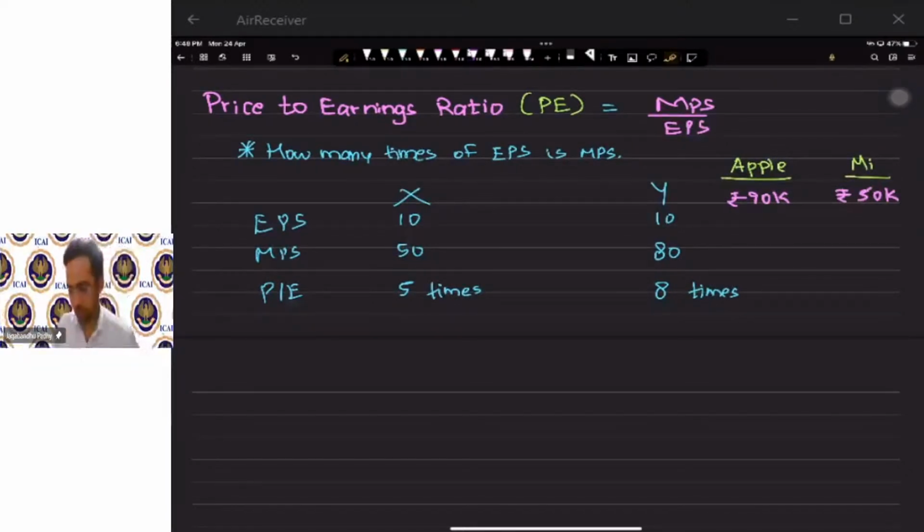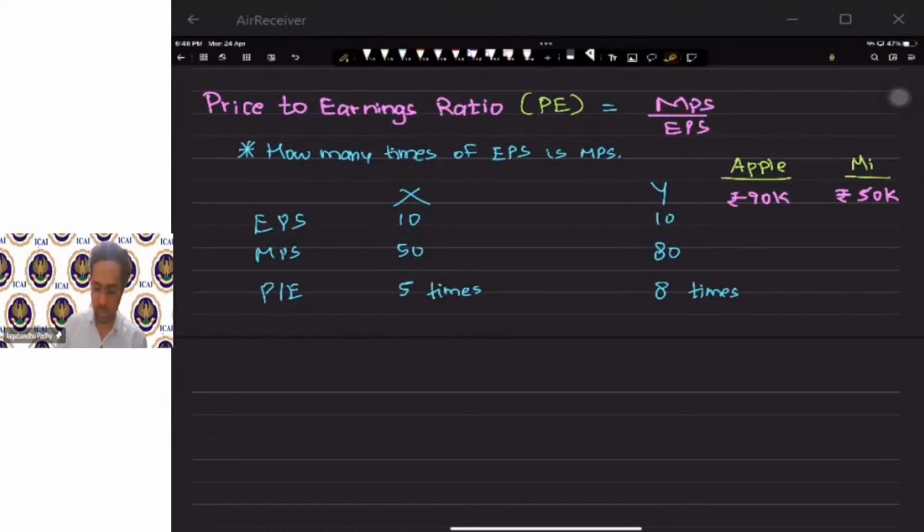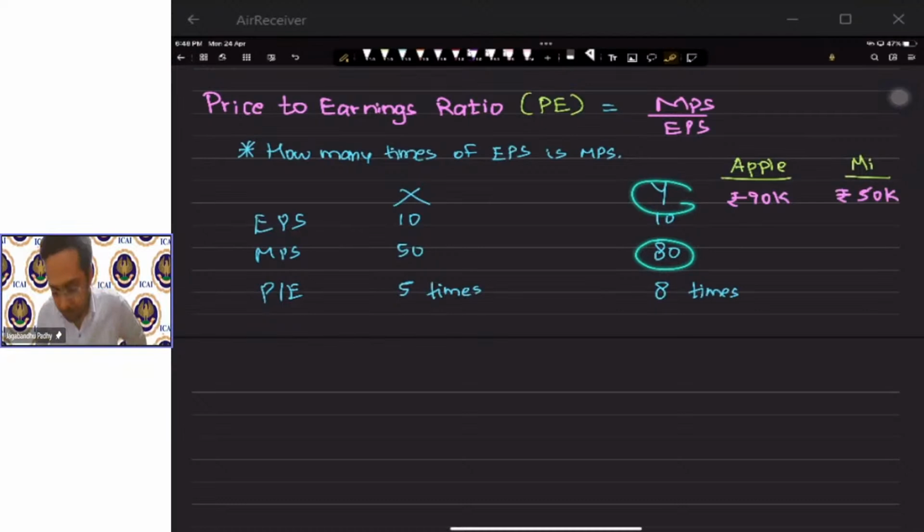Now, people are ready to pay more for Apple products, right? So for the same set of features, the buyers or the customers have more reliance on Apple and therefore they're ready to pay more for it. Whereas for X and Y, on similar lines, you can see same EPS for both the companies X and Y, but the market price per share is different, and for Y it is 80. It means for the same EPS, people are ready to pay more because they have a greater confidence in the future of the company.